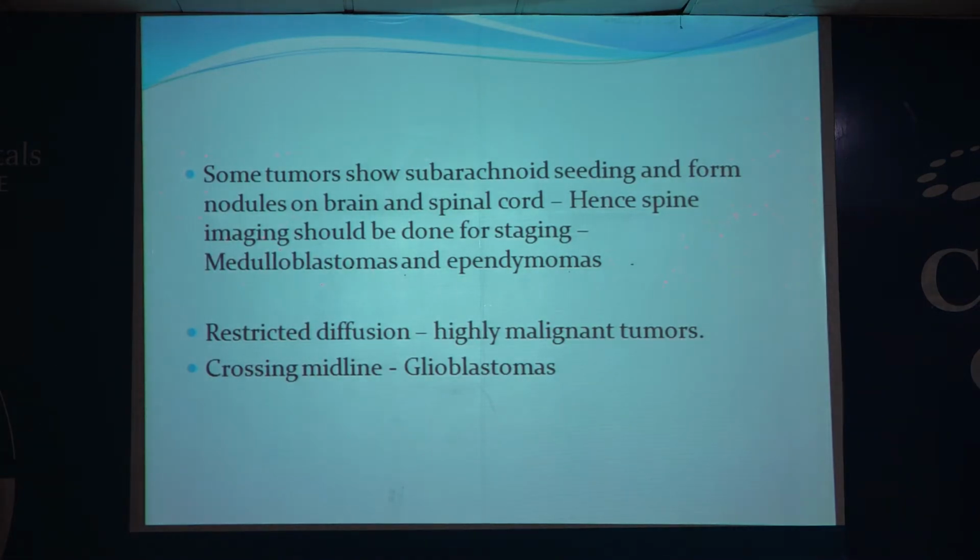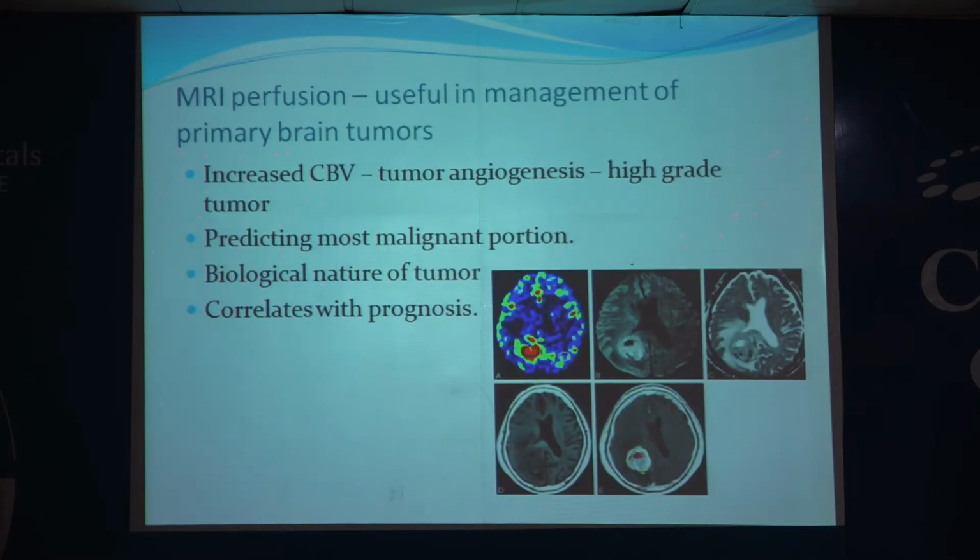Some tumors like medulloblastomas and ependymomas will have subarachnoid seeding. So imaging of the MR brain alone should not be done. Along with it, spine imaging should be done in order to stage the tumor for a complete analysis. Then highly malignant tumors usually show diffusion restriction because of their high cellularity. Some tumors cross the midline, for example glioblastomas.